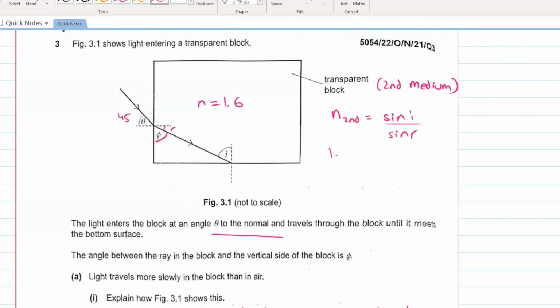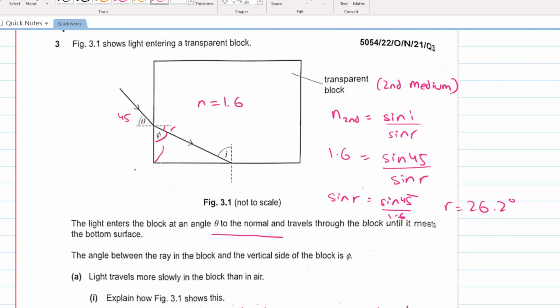What is the refractive index? 1.6. Do you know sine r? No. Do you know sine i? Yes. Sine 45 divided by sine r. Can you calculate the angle of refraction? Yes. Pretty easy. Sine r is equal to sine 45 divided by 1.6. So sine 45 divided by 1.6 and sine inverse, your r comes out to be 26.2 degrees. But if you notice, you didn't need r, you need the angle phi.